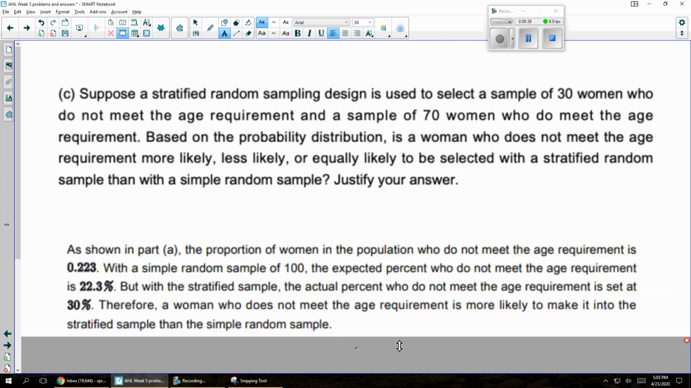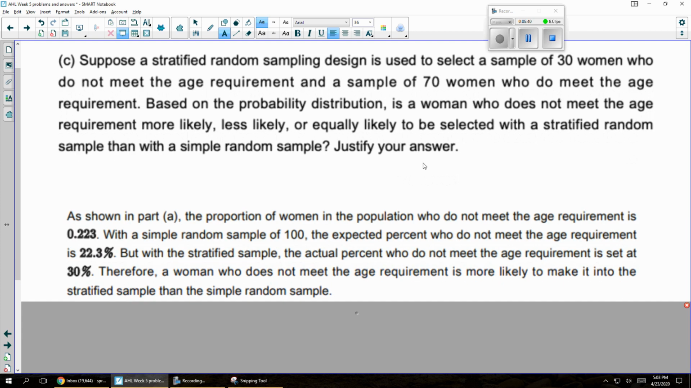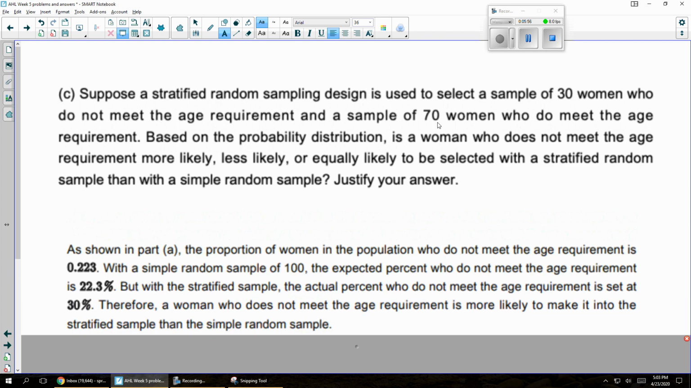So check out this solution as shown in part A. The proportion of women in the population who don't meet the age requirement is 0.223. So with a simple random sample, I expect 22.3% not to meet it. But with a stratified sample, the actual percent who don't meet the age requirement is 30%, 30 out of the 100. Therefore, a woman who doesn't meet the age requirement here is more likely to make it in the stratified sample than that simple random sample. And there's a working of the STEM problem with age requirements.